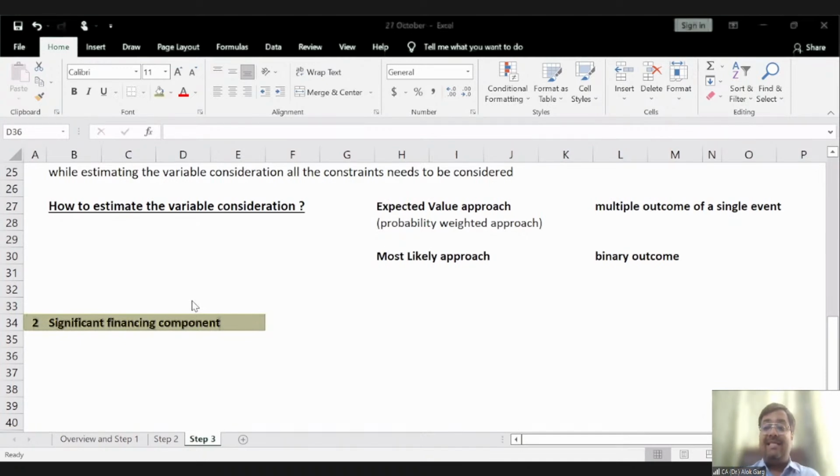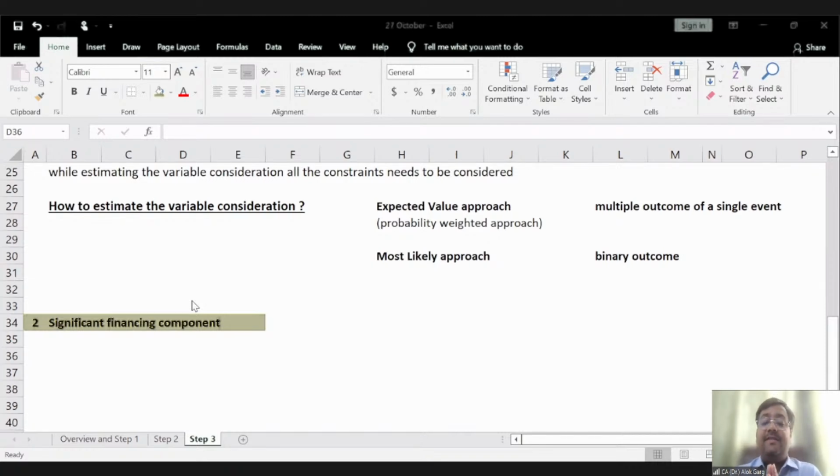So what is the price if the goods and services had to be sold right away? If the difference between the goods and services transferred and the amount received is more than 1 year, then only a finance component will arise. Like in this case, the price of the goods and services is 1 crore only, and the actual consideration received is 1 crore 10 lakh rupees. So the difference is 10 lakh rupees, right?